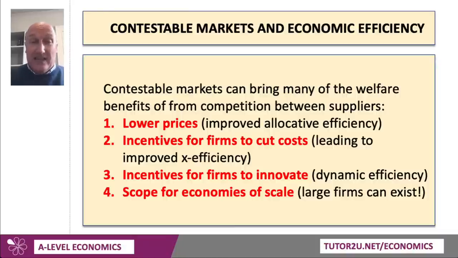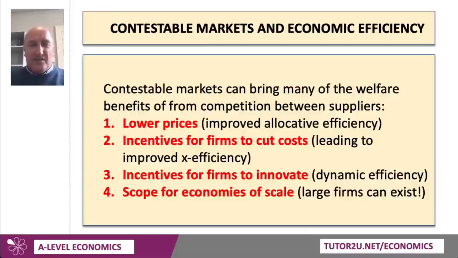Well, the answer is probably yes, actually. If the threat of entry is high, firms tend to price low, and that will improve allocative efficiency. And you can show the consumer surplus. As I said to you, if you followed the monopoly diagram, try to draw the demand curve to the y-axis to show consumer surplus.